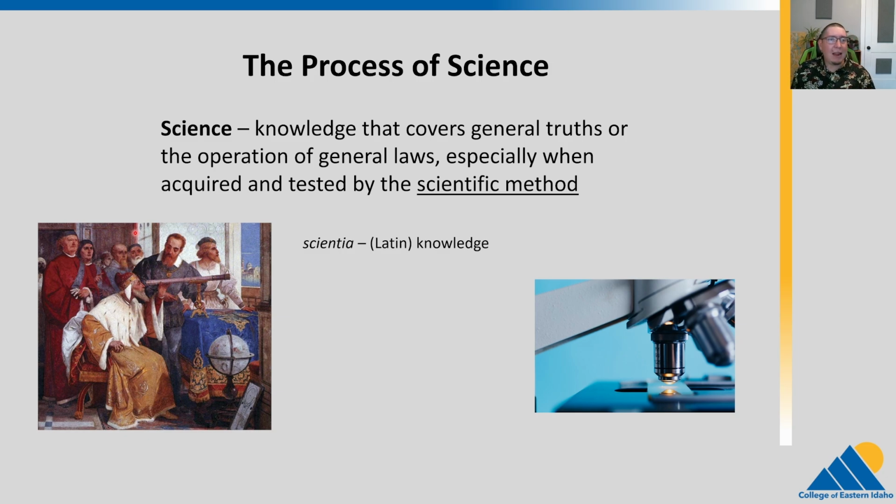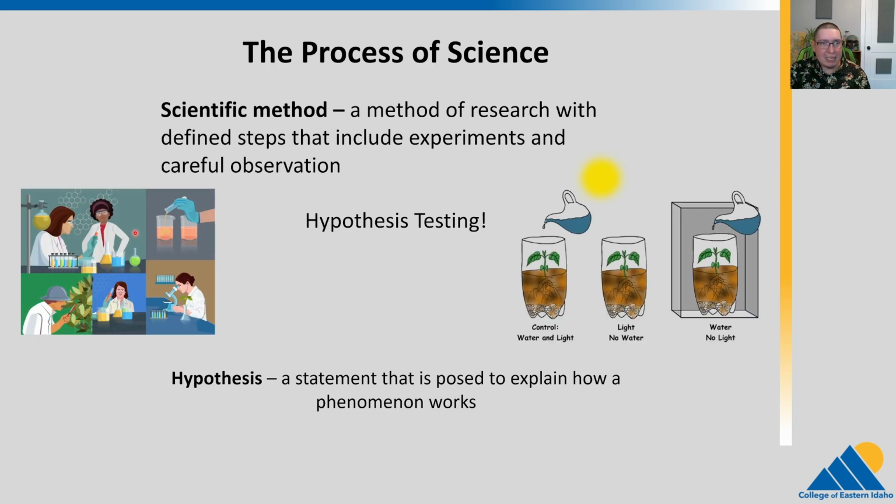So science, the word, comes from the Latin scientia. I apologize, I never took Latin, so my pronunciation might be poor, but that means knowledge, right? So science is knowledge there. And to gather that knowledge, we need a specific process here. We call that the scientific method. The scientific method is a method of research with defined steps that include experiments and careful observation.